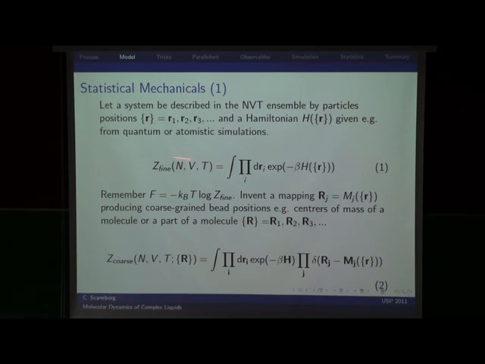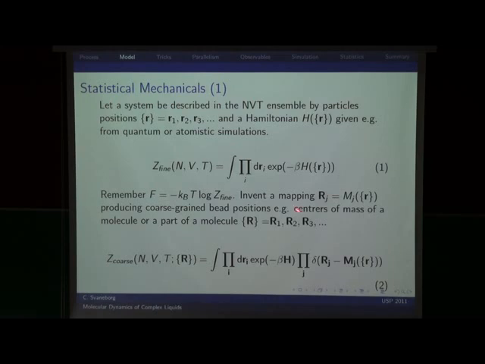What we can do is define a fine-grained or detailed partition function just by integrating the Boltzmann factor over all the coordinates. And here beta is 1 divided by kBT. And we know that we can get out the free energy if we take minus kBT times the logarithm of the partition function. This is basic statistical mechanics.